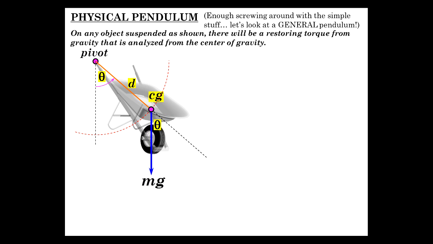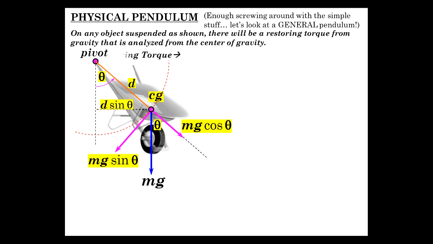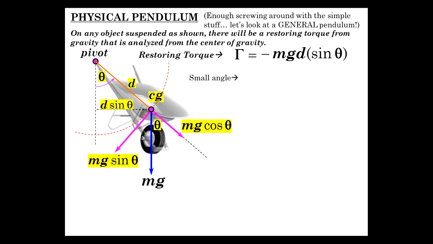mg straight down. And in the analysis of the simple pendulum, we do a similar thing here. At theta, we have a radial force from mg cosine of theta, and then restoring it, mg sine of theta, just like before. But now we also have d sine of theta. D sine of theta is the perpendicular distance from this pivot to the force. So the line of action, perpendicular to that, we can now analyze the restoring torque. Real simple, mg d sine of theta. Negative there to indicate restoring, opposite of the displacement.